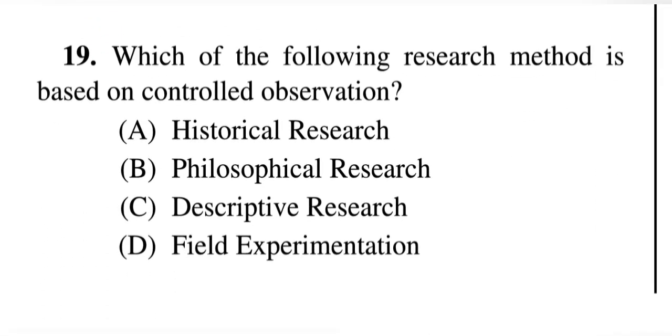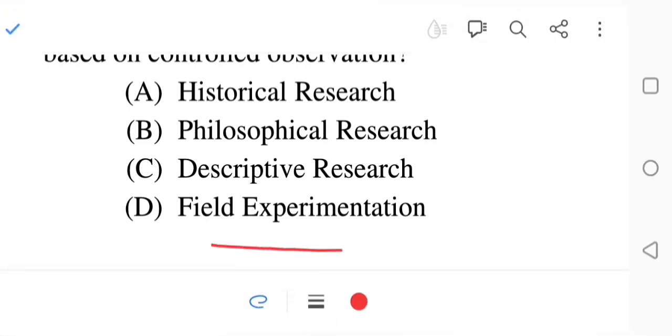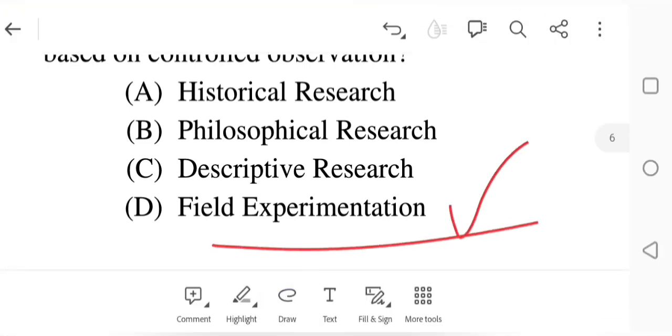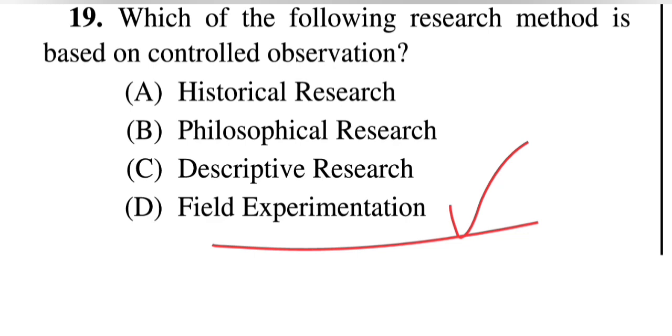Number 19, it says which of the following research method is based on control observation? Historical research, philosophical research, descriptive research, field experimentation. 19, correct answer will be D, that is field experimentation. Field experimentation is the research method which is based on control observation. So you have to also study about various kinds of research method, then only you will be able to solve this kind of questions if asked.